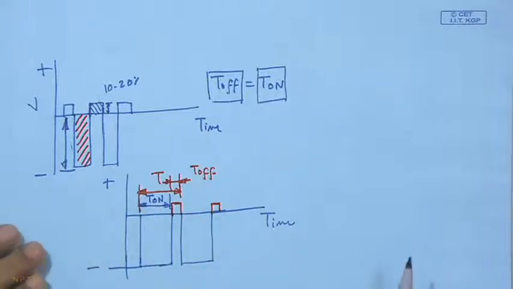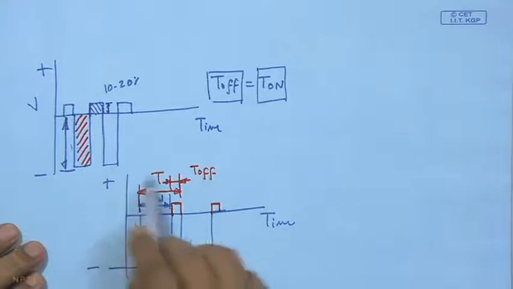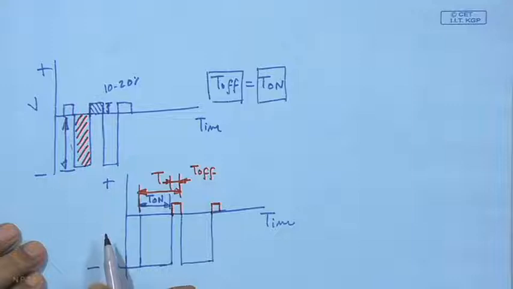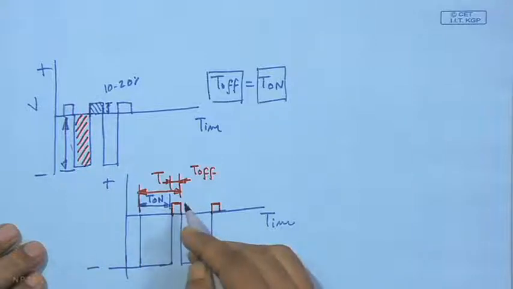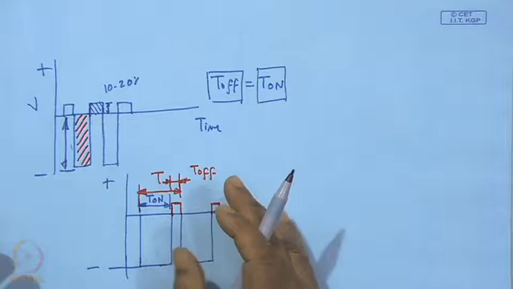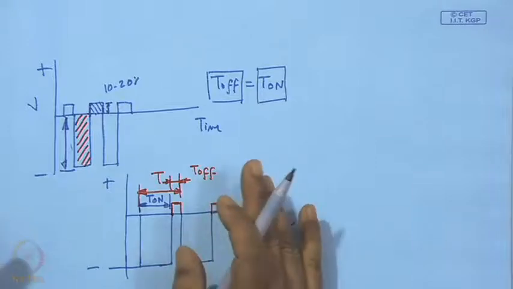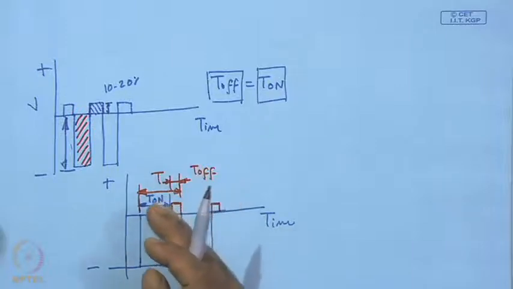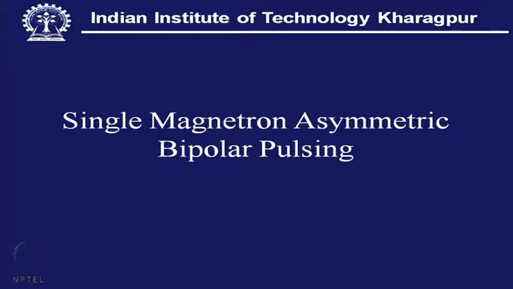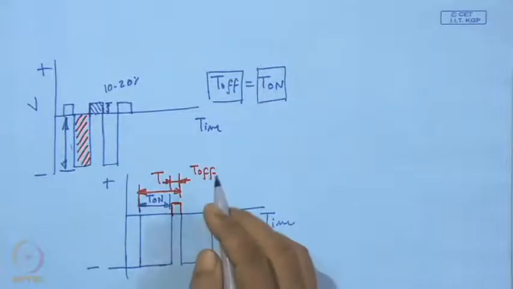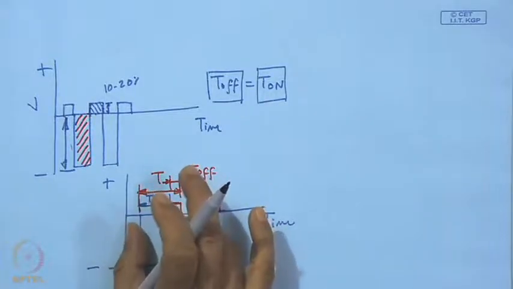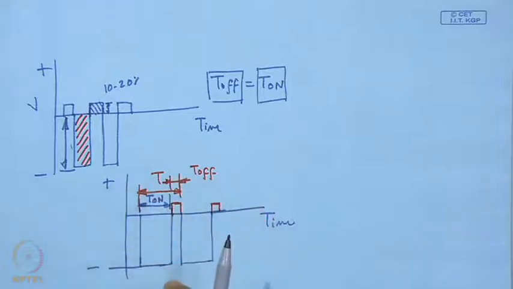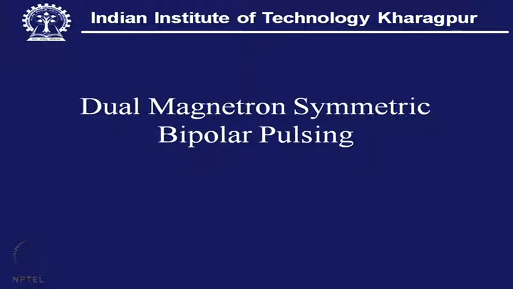So, this is also one way of getting the thing done, and in most of the cases, this is also one consideration to have a little bit of positive polarization, and this off period is a small percentage of the total time width or the pulse width. So, this is not symmetric, neither in terms of polarization nor in terms of apportionment of the on and off time. Now, we have here dual magnetron symmetrical bipolar pulsing.